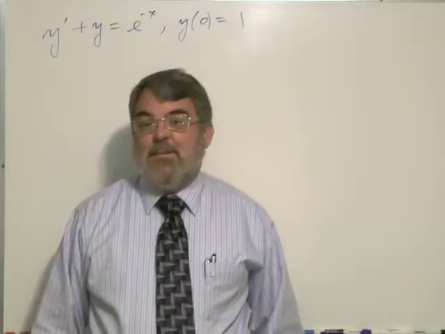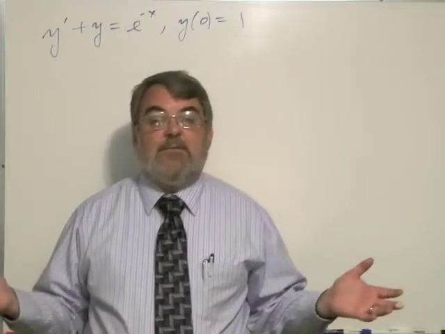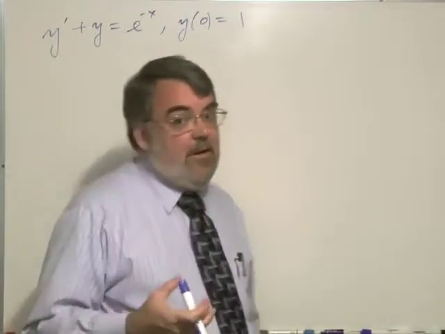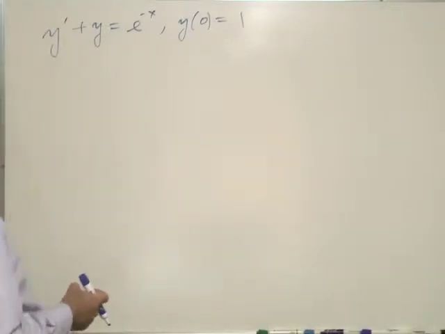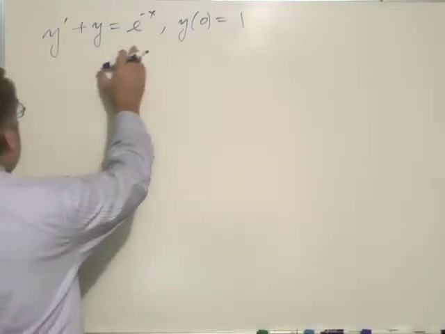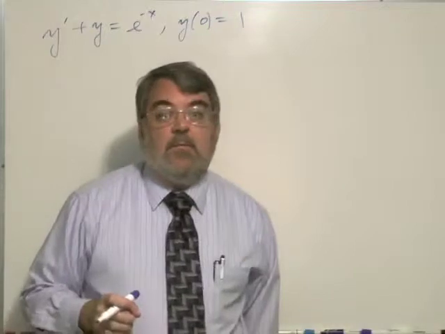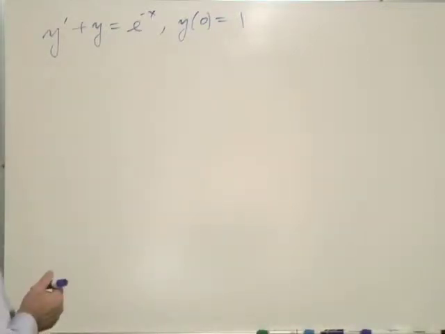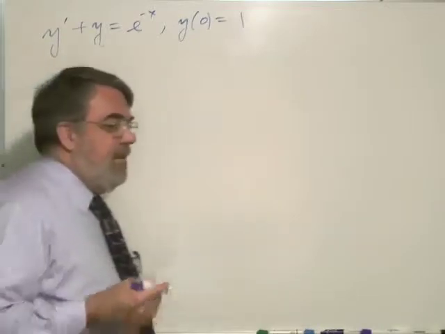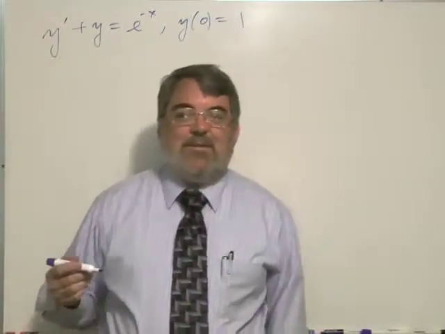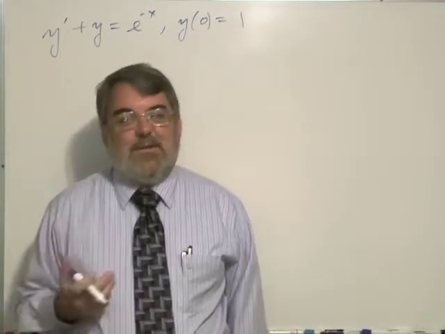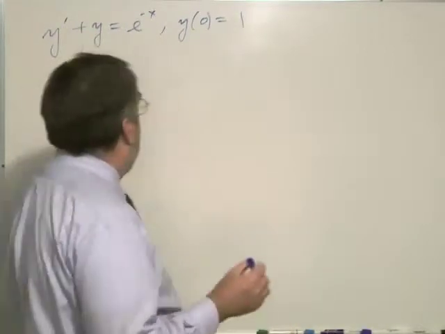Okay, well now it's time to see how all that preliminary stuff fits together. And let's solve a problem. This is a pretty easy one by comparison. y prime plus y equals e to the minus x, with the initial condition that y at 0 equals 1. Now I think by now you could probably think of several ways to solve this problem, but let's look at the Laplace transform method.